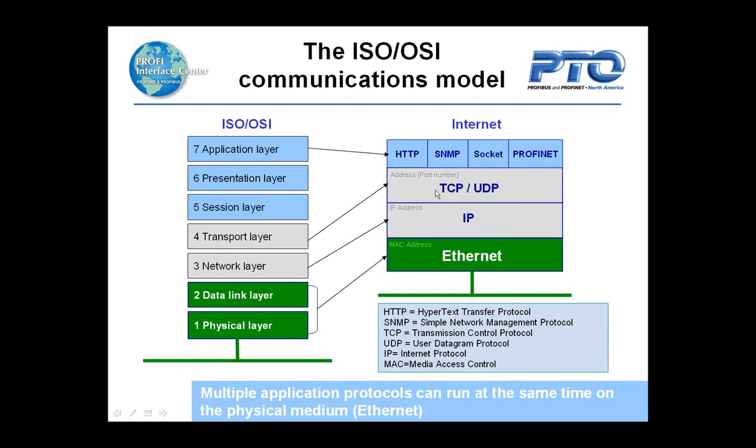Then we have the transport layer or TCP/UDP layer, and at that layer we talk either TCP/IP or UDP/IP, and then we have an address called a port number, and the port number represents what port we want to use, maybe if we want to talk to a particular application. For example, port 80 would be the port if we were wanting to talk to an HTTP server on the Internet, for example, a web server. The main thing to note about this slide, and we want to make sure you understand, is over Ethernet, multiple application protocols can run at the same time.